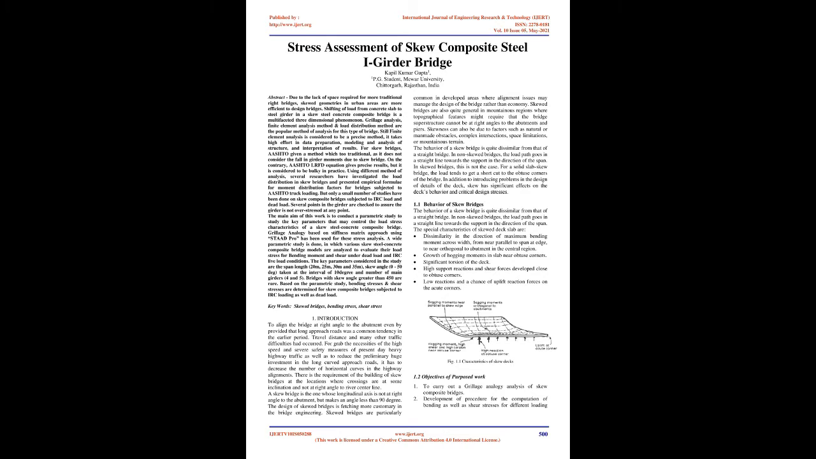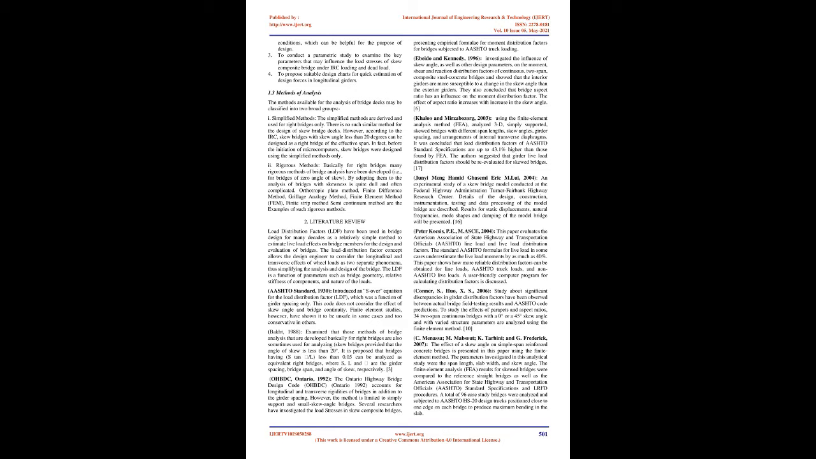A skew bridge is the one whose longitudinal axis is not at right angle to the abutment, but makes an angle less than 90 degrees. The design of skewed bridges is becoming more customary in bridge engineering. Skewed bridges are particularly common in developed areas where alignment issues may govern the design of the bridge rather than economy. Skewed bridges are also quite general in mountainous regions where topographical features might require that the bridge superstructure cannot be at right angles to the abutments and piers. Skewness can also be due to factors such as natural or man-made obstacles, complex intersections, space limitations, or mountainous terrain.